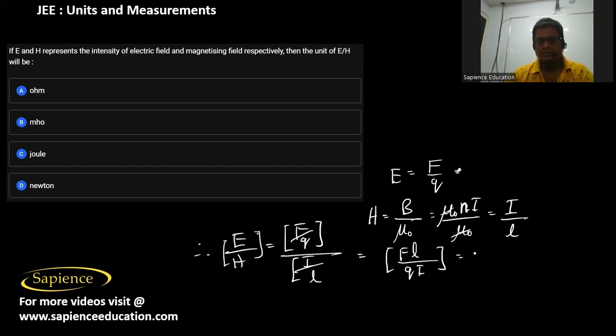So the dimensional formula for FL by QI. FL is energy, so it is M L T power minus 2 into L, divided by charge, which is I into T, and this is into I. So this will be M L squared T power minus 3 I power minus 2.